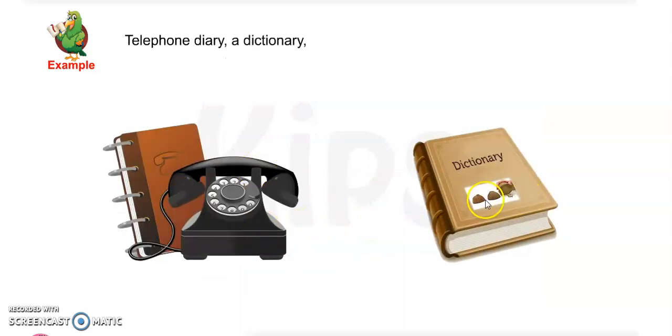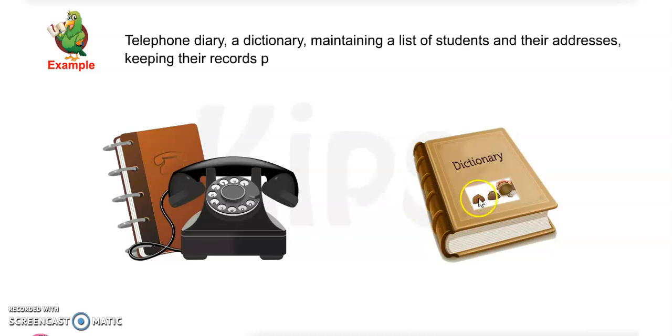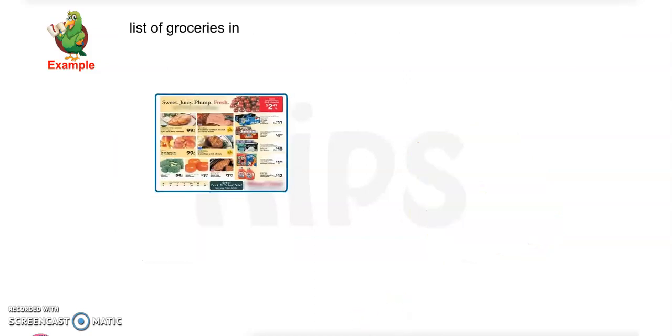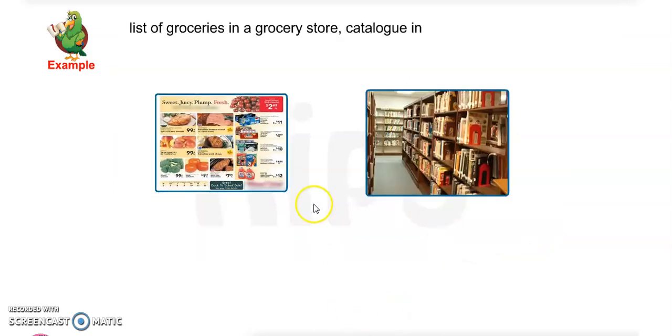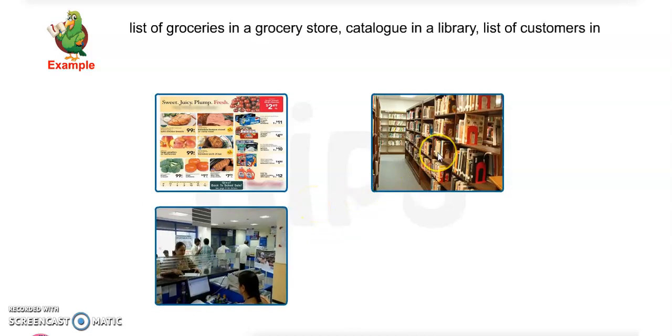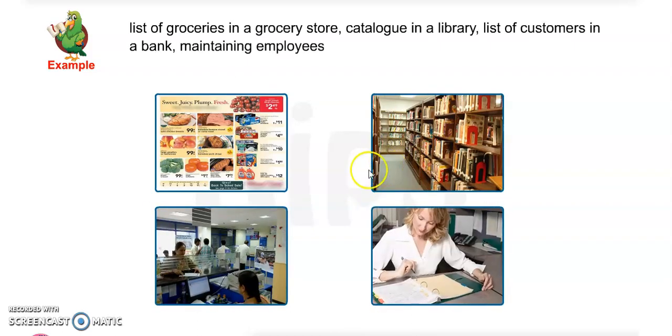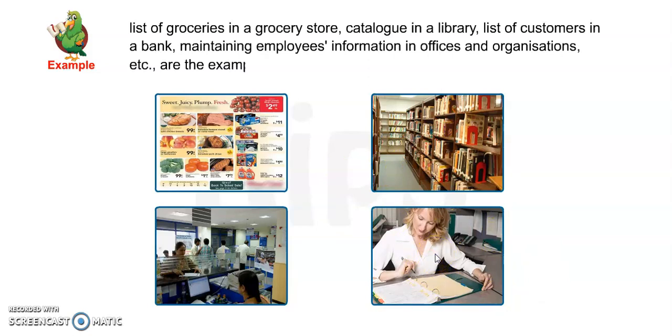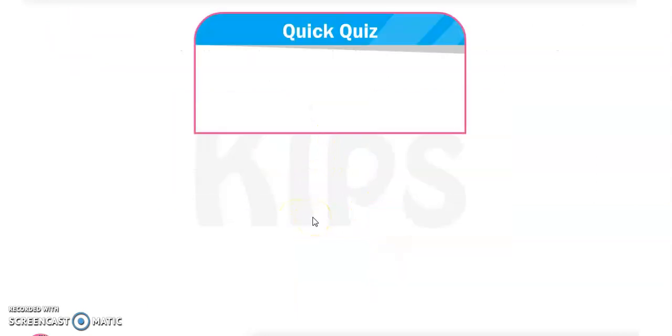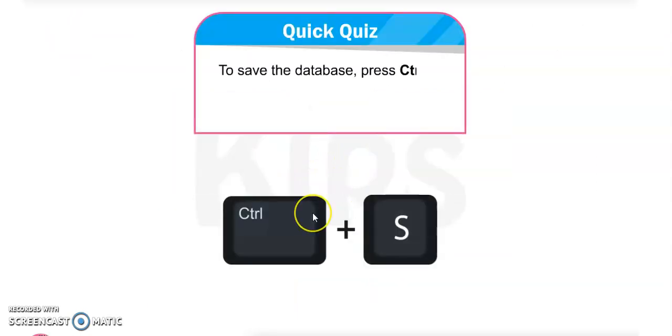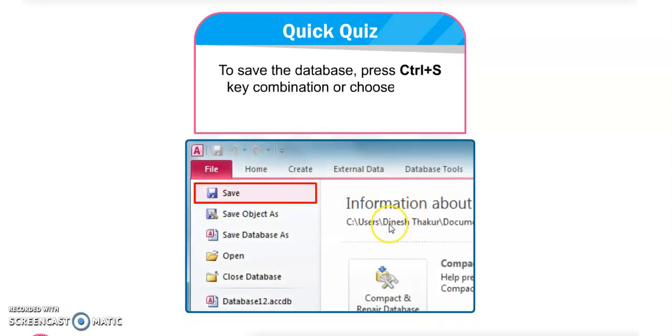You can see a telephone directory. It is a directory containing a list of students and their addresses, keeping their academic records. A list of groceries in a grocery store, a catalog in a library, a list of customers in a bank, maintaining employees' information in offices and organizations, etc., are examples of different types of databases. Quick quiz: to save the database, press the Ctrl and S key combination or choose the Save option from the File tab.